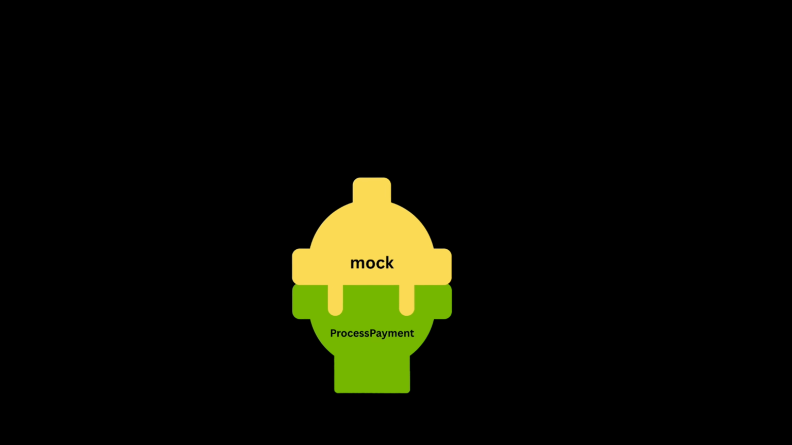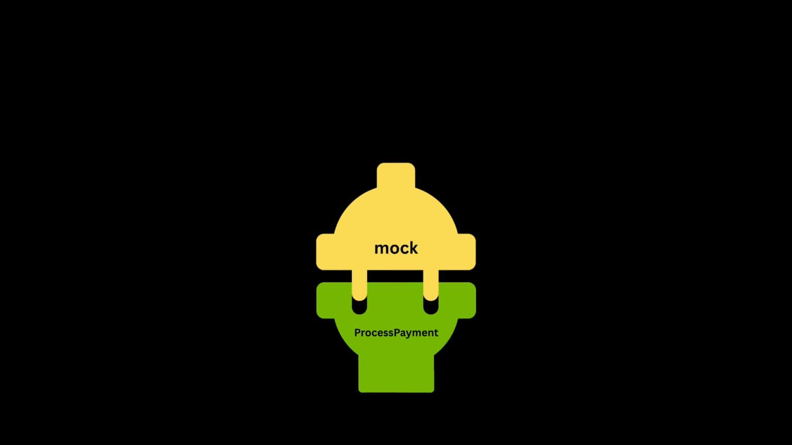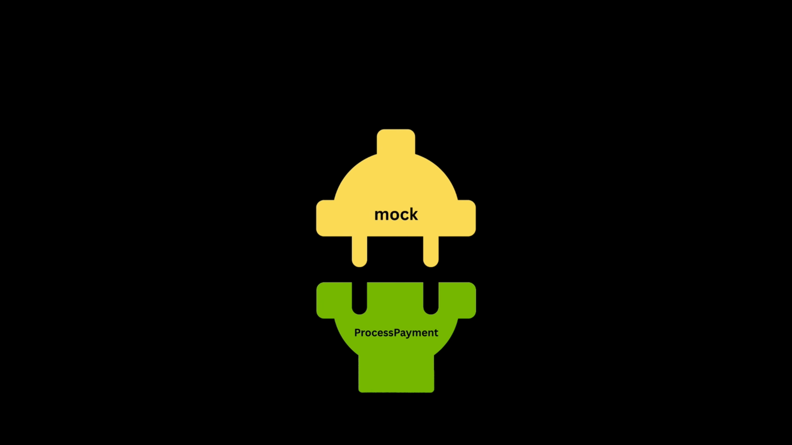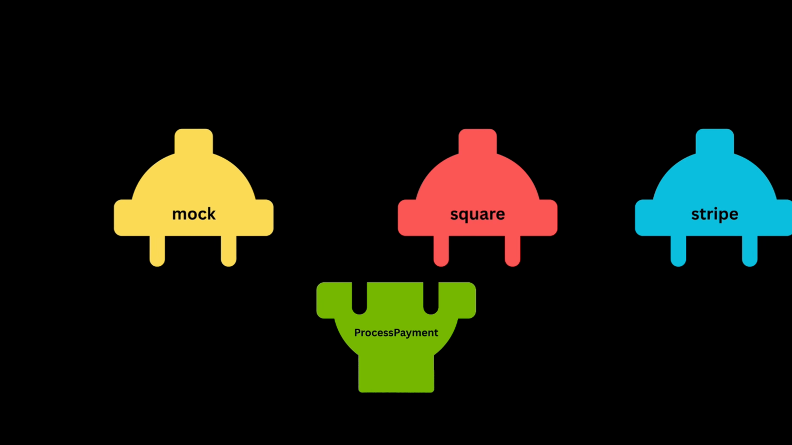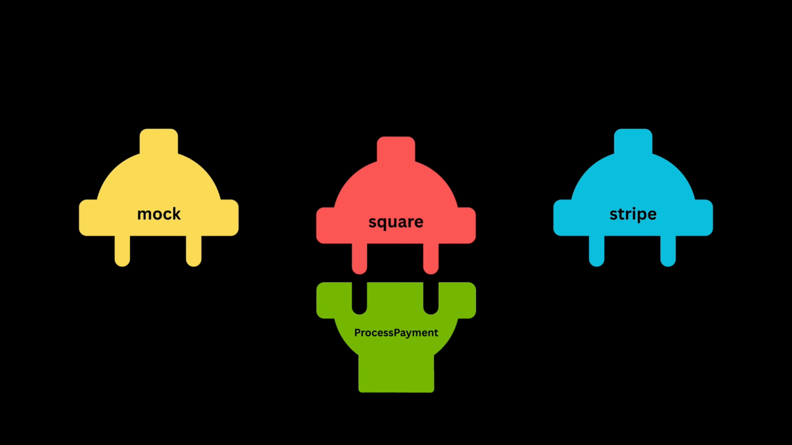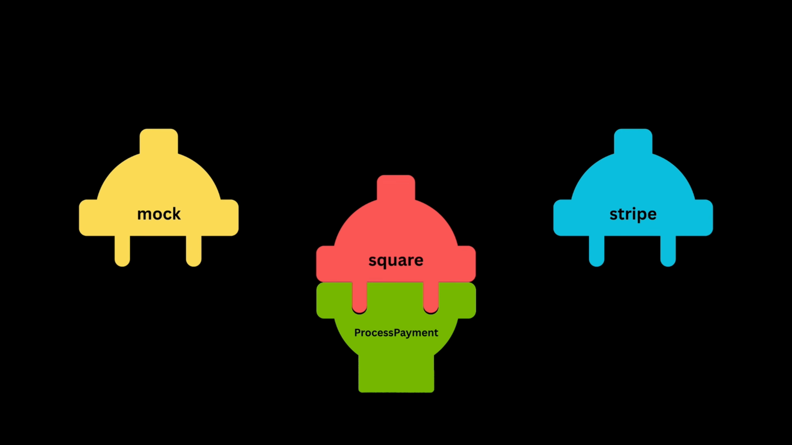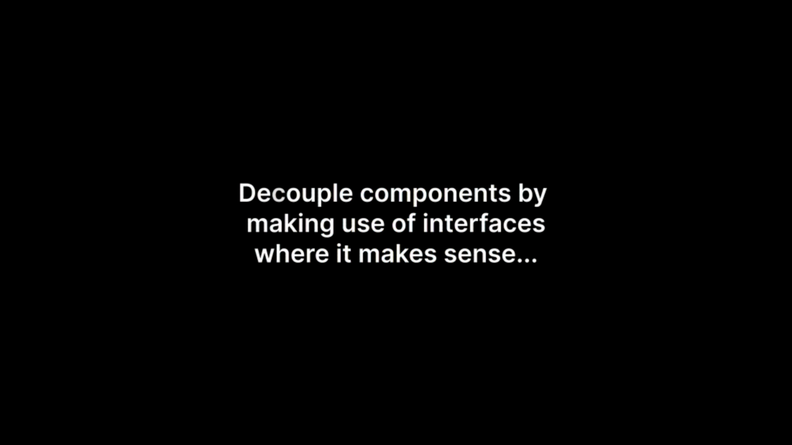And there's a bonus. Now that our code isn't tightly coupled with Stripe's SDK, if one day Stripe decides to raise its fees by an unreasonable amount, we can just unplug them and switch to a new payment gateway that provides better fees, like Square for example. So that's the second law. Decouple components by making use of interfaces where it makes sense to do so.